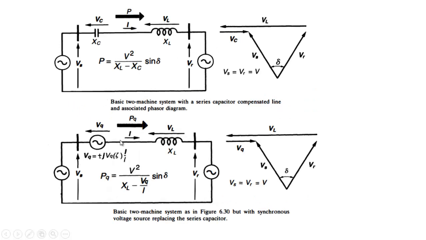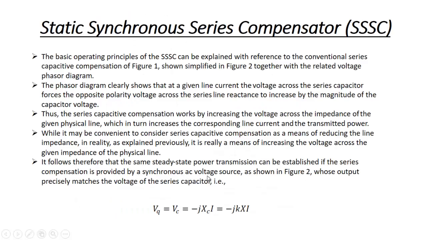So when it's connected in series with the line, it means we are injecting a voltage source in series with the line, and we try to inject the voltage so that it has the same sort of effect. That means it will try to increase this voltage, and ultimately it will be in this direction. So what I mean to say is that this voltage source will have the same effect as if the capacitance was here. So how will it do this? It's provided by a synchronous source whose output precisely matches the voltage of the series capacitor.